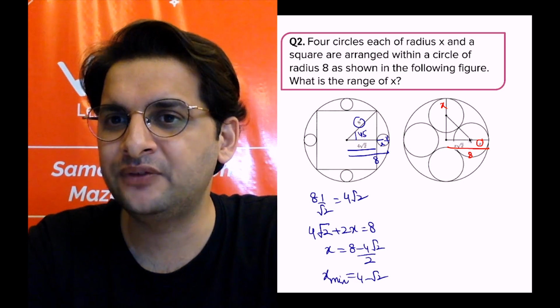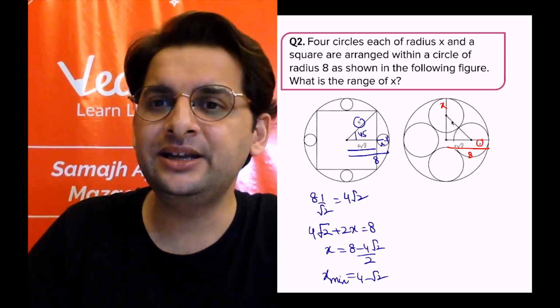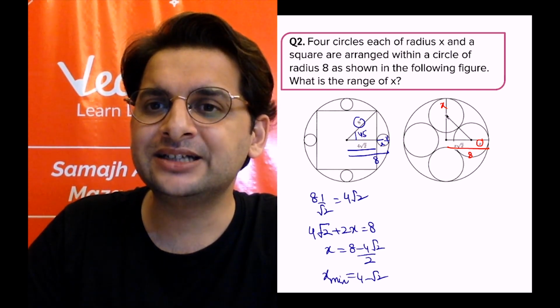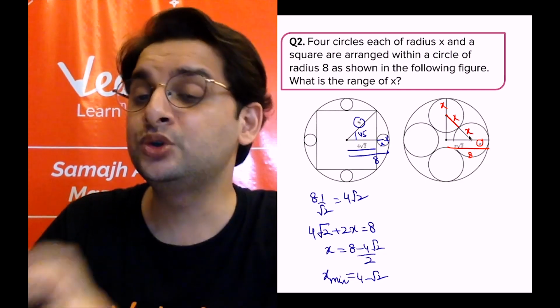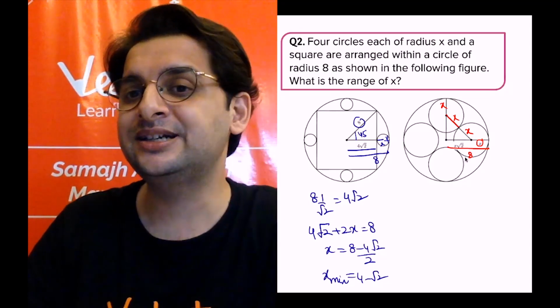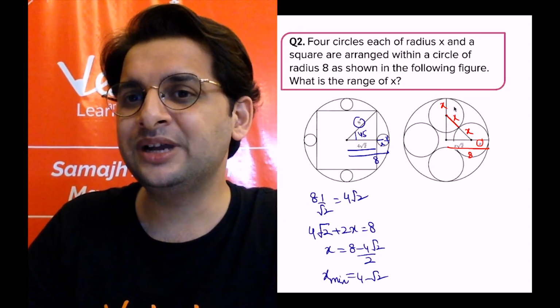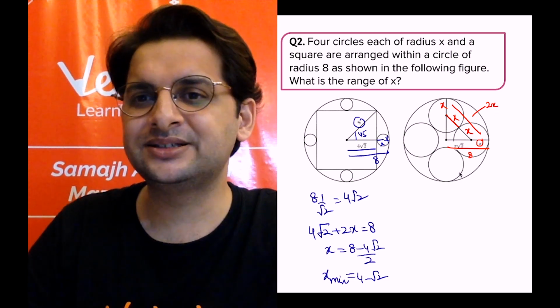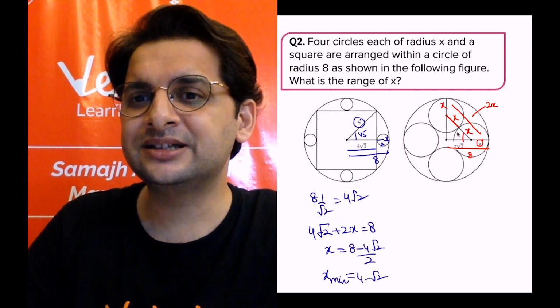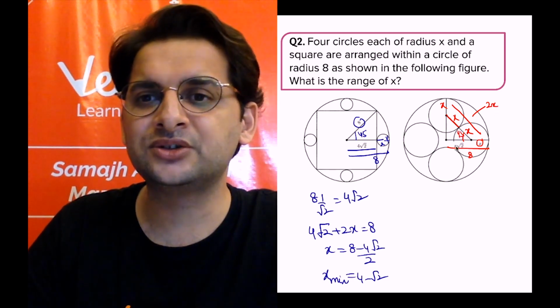How can you find the value of x in this case? Now clearly, if this is x, can I say this is also x? And this is also x, because this is the case of two circles touching each other externally. So this becomes 2x. And if this is 2x, this is 45, because the triangle is isosceles.